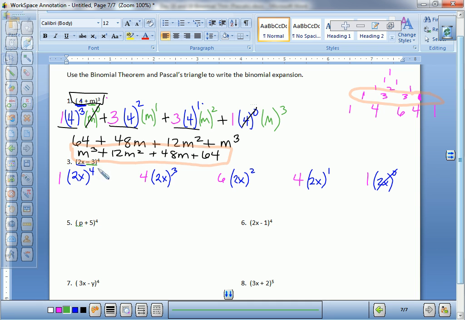Then we take the second one. This time, guys, it's negative. So we do -3 to the 0, -3 to the first. We work our way back up. -3 squared, -3 cubed, and -3 to the 4th power. Now we are adding. There's addition between each one of these.